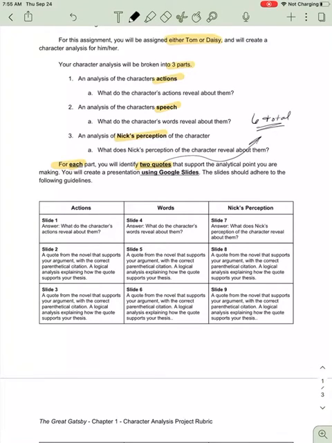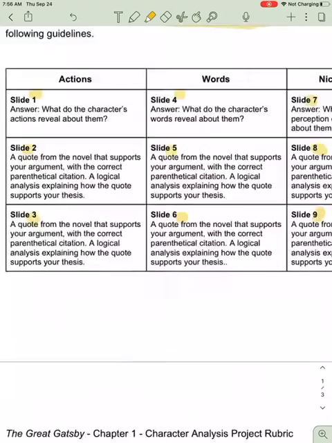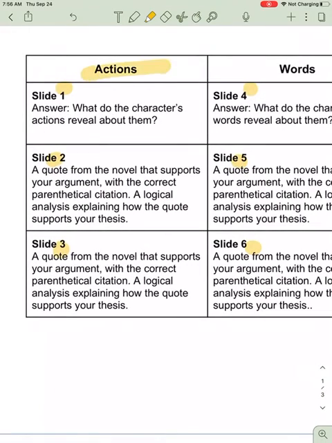So, 2 quotes that support the analytical point you're trying to make. You will create a presentation using Google Slides, please. The slides should adhere to the following. You're going to have 9 slides all together. Your first 3 slides are going to be about actions.